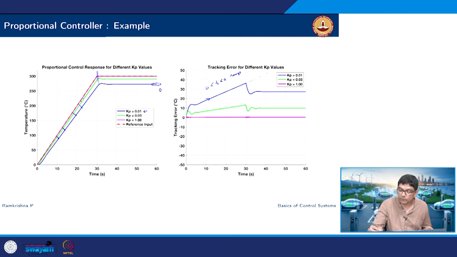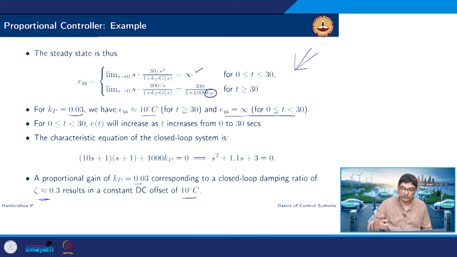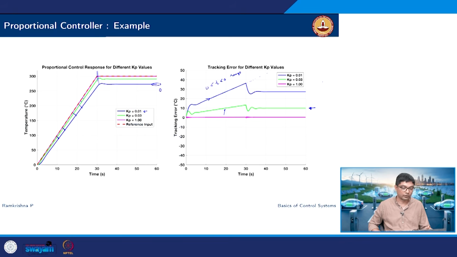And this is for Kp is 0.1. For Kp is 0.3, again the error keeps on increasing, but you will have a steady state error here, where the difference is about 10 degrees, and as Kp goes to 1, the error becomes significantly small. So, if I look at here, for Kp equal to 1, the steady state error will be 300 by 1001, which is almost like 3 by 10, about 0.3, which is small enough for us to ignore.